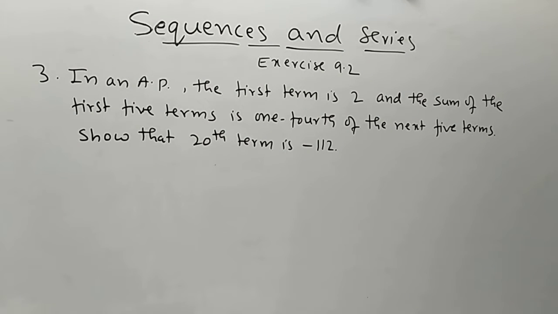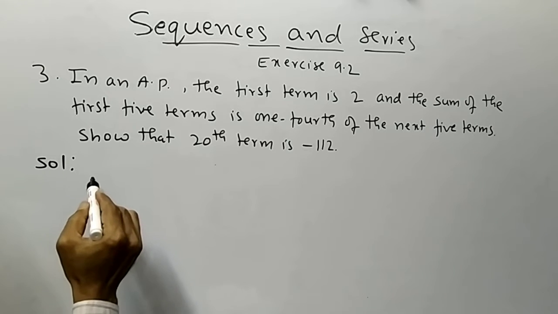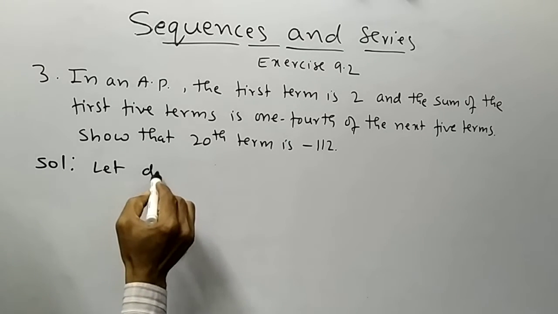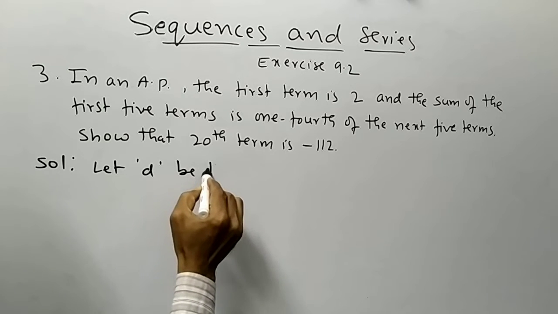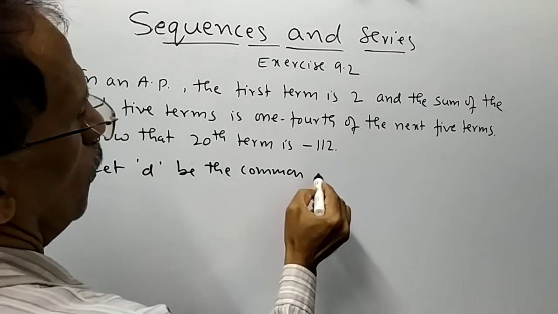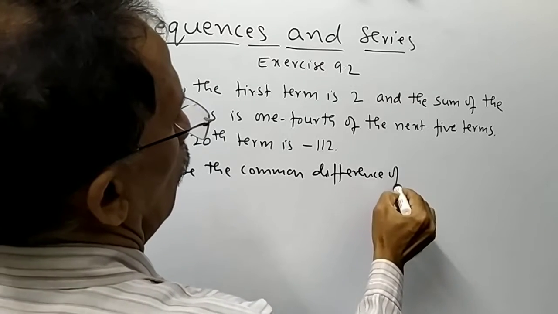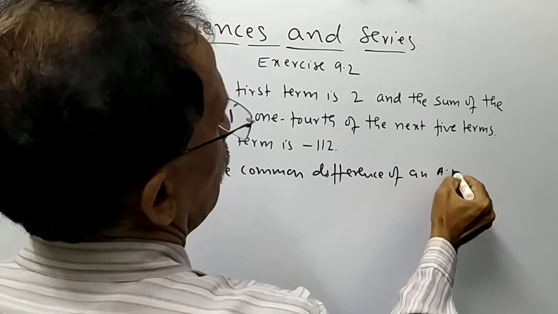Third question. In an AP, the first term is 2 and the sum of the first 5 terms is 1/4 of the next 5 terms. Show that the 20th term is minus 112. Solution. Let D be the common difference of an AP.